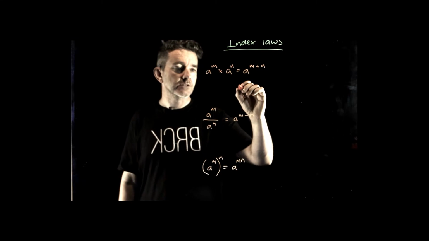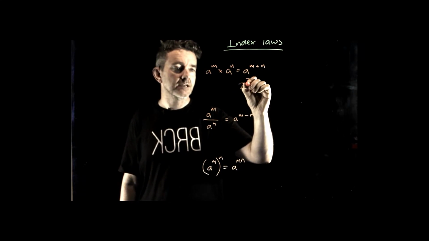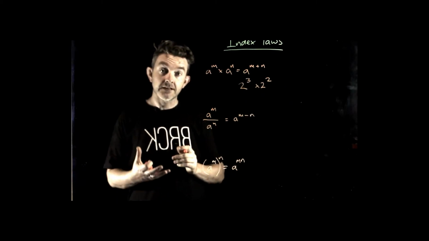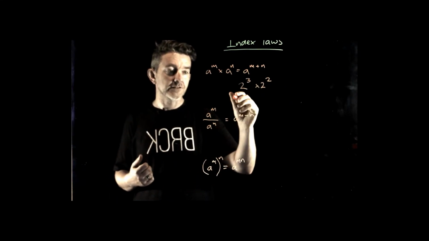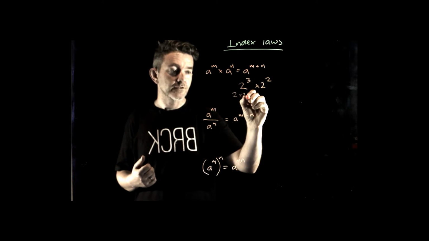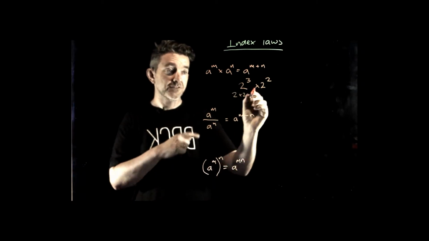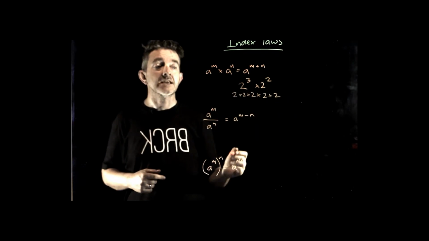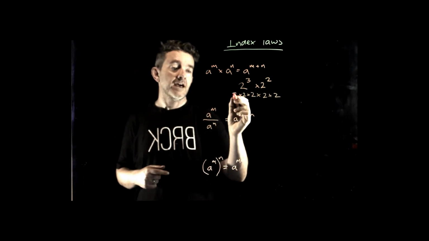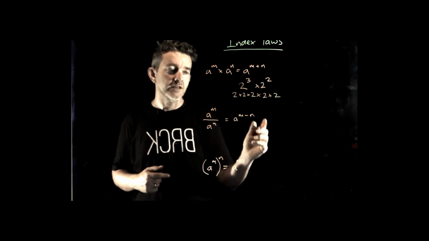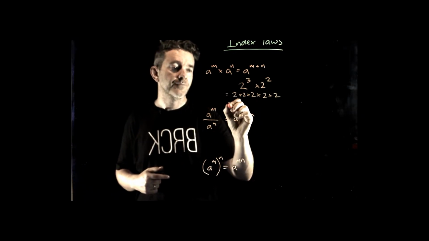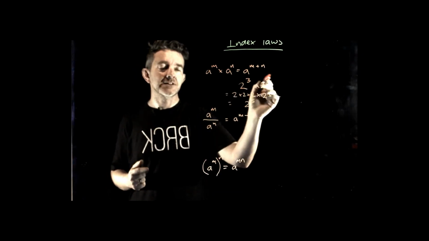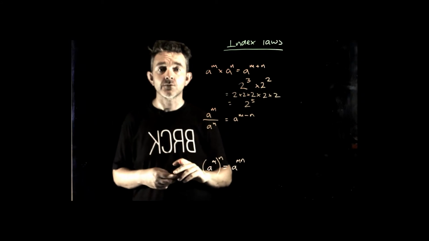If I had 2 to the power of 3 times 2 to the power of 2, I could write that out in long form. I could write this out as 2 times 2 times 2, and I could write this one here out as 2 times 2. They're being multiplied together. How many of them do I have? I have 5 of them there. So that's equal to 2 to the power of 5, which is 3 plus 2. Okay, just sort of showing how that rule works.